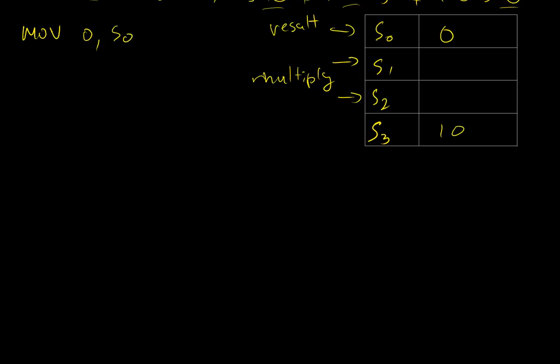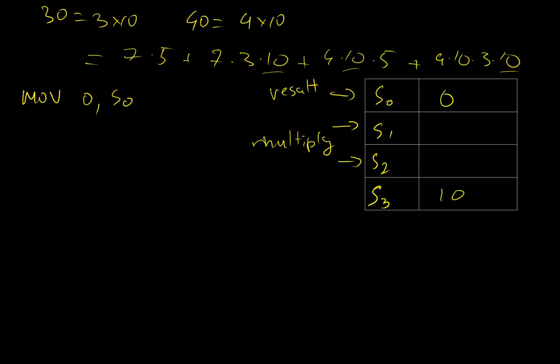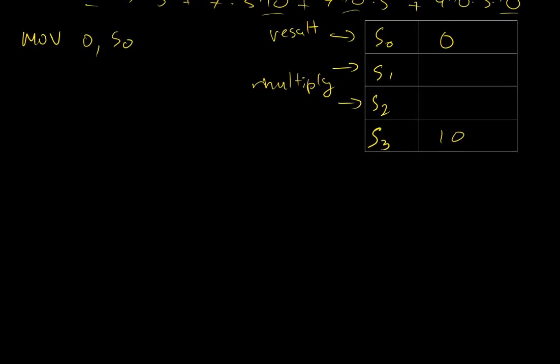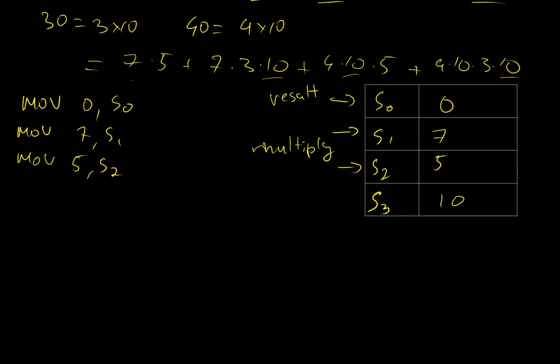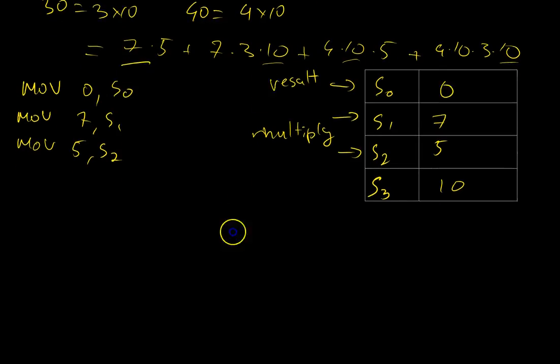Now, what we need to do next is perform our first multiplication, which is 7 times 5. And as I said before, S1 and S2 are going to be our multiplication slots. So what we want is to move 7 into S1 and move 5 into S2. So here we go, 7 and 5. Then what do we need? Well, we need to multiply them. Here it is. Here's that multiplication.